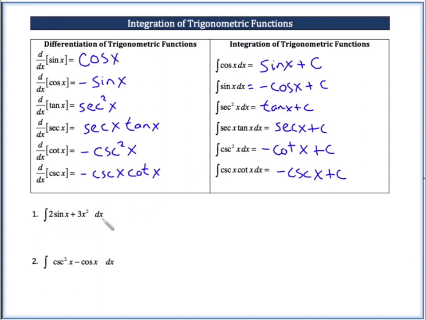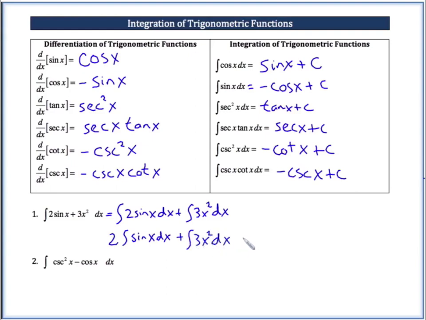So now we can do problems involving trig functions. Here we have the integral of 2 sine x plus 3x squared. When we do this, we can always separate these out. So we would get the integral of 2 sine x dx plus the integral of 3x squared dx. And you can actually go even further to take out that 2, because we know the constant will just get multiplied at the end. This one we don't need to necessarily because it's built into our power rule.